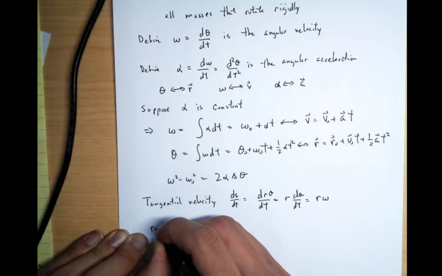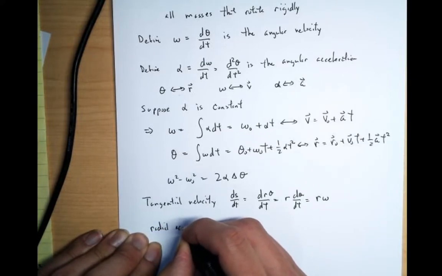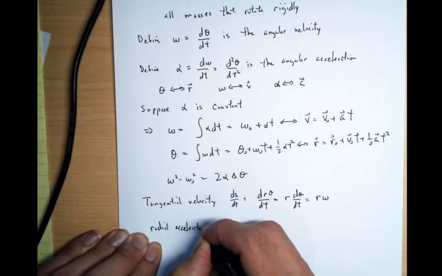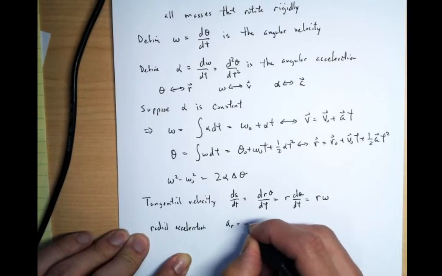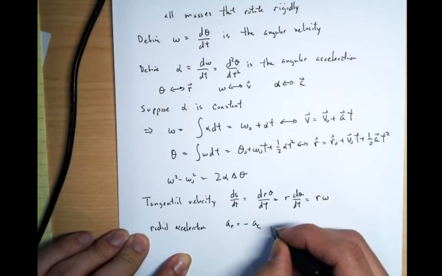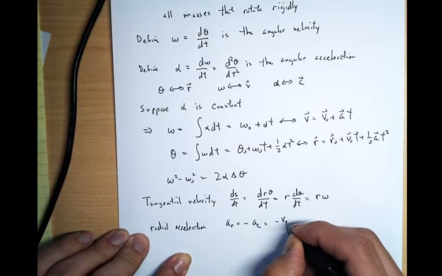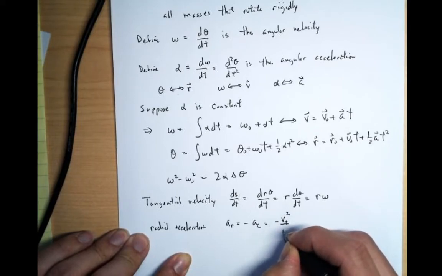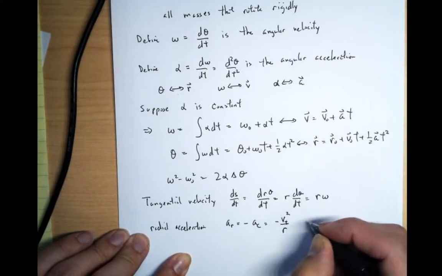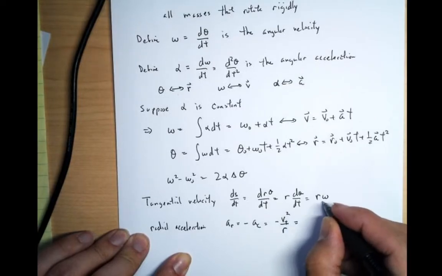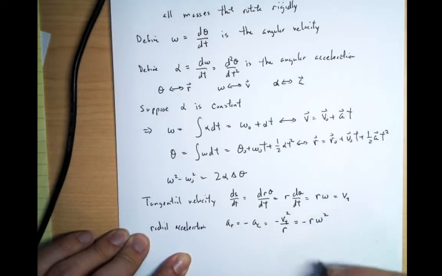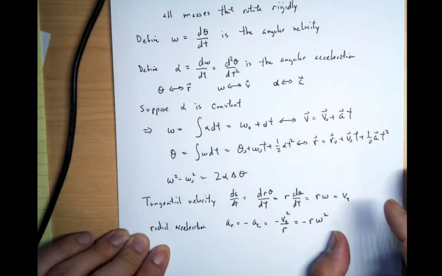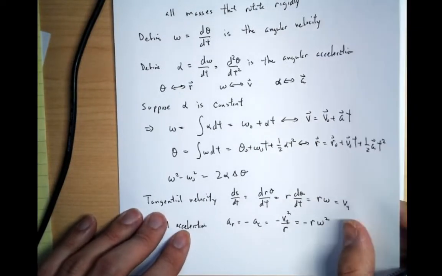And then the radial acceleration. Remember, this is moving in a circle. So the radial acceleration is going to be minus a_c, the centripetal acceleration, which is minus v tangential squared over r. In this case, this is literally going to be minus r omega squared. So that's beautiful.